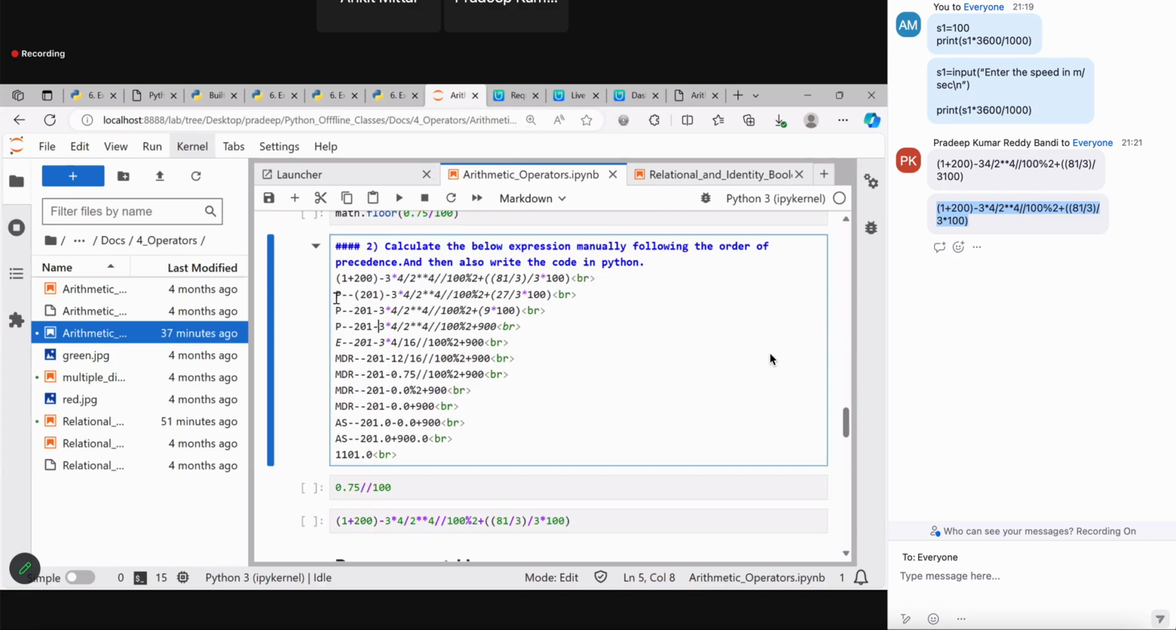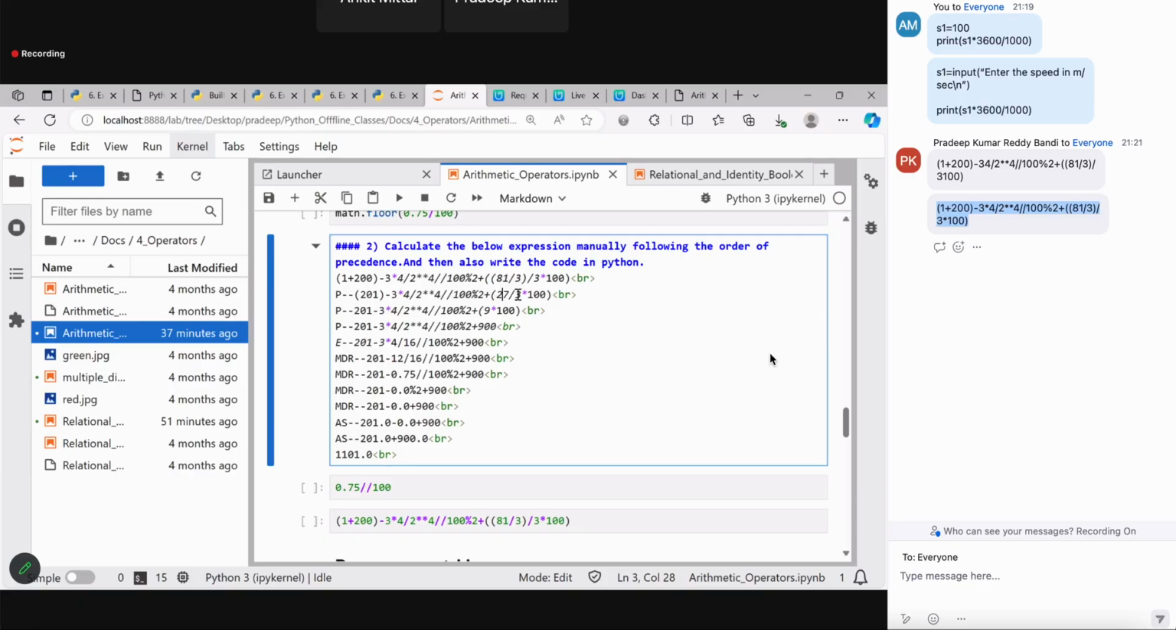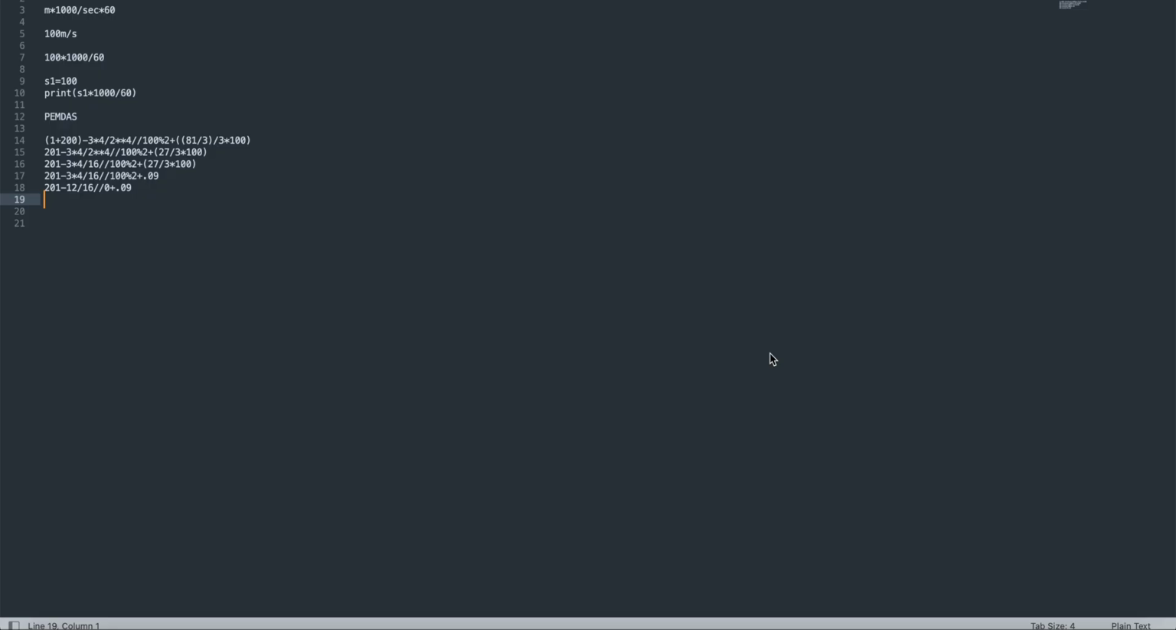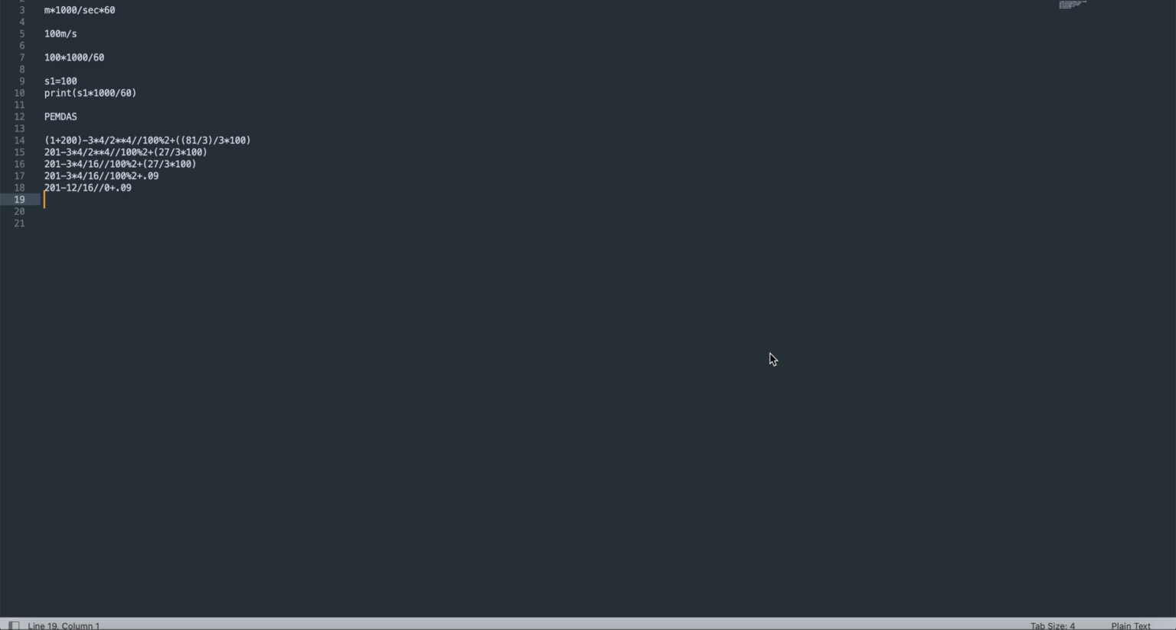First I am going with the parenthesis. Step 1, 201, and here 81 by 3. This is 27. I removed the inner parenthesis, so I have to go from inner to outer. Correct. I am still in the parenthesis step only, 27 by 3 into 100. Next, again in the parenthesis step, I removed this parenthesis, and here 27 by 3, I took as 9. 9 into 100, 900. Ideally, I should have kept it floating, but it's okay. Again, parenthesis, I removed that parenthesis. Now I am out of all the parentheses.